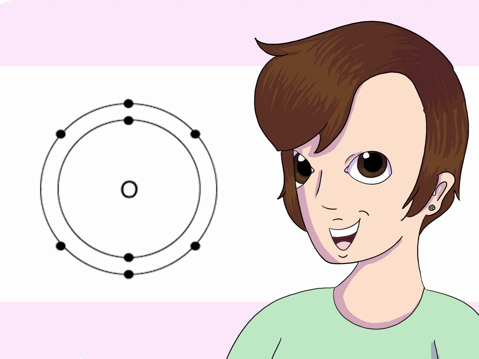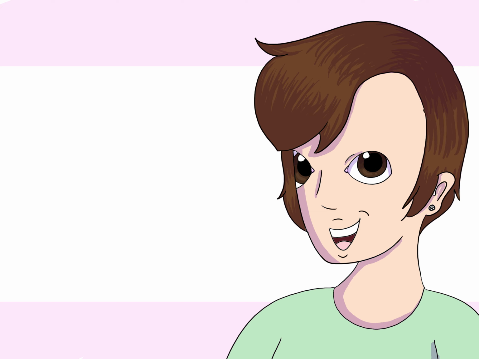All of the electrons are important, but the most important are the valence electrons. Valence electrons are the electrons on the outermost shell. Valence electrons determine an element's reactivity, or how much an atom wants to react with other elements. Let me tell you a quick story to help you understand.